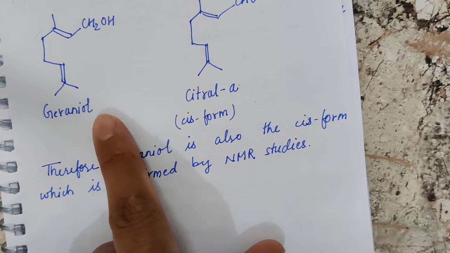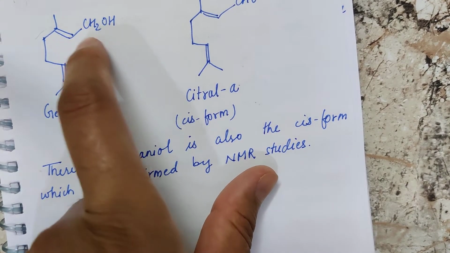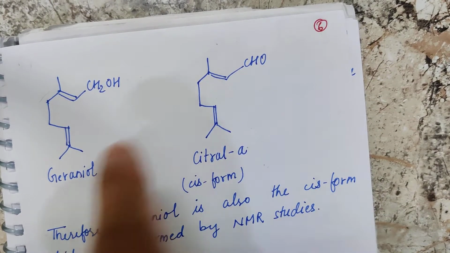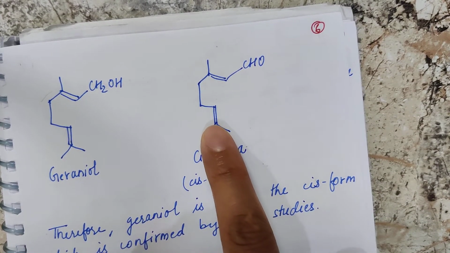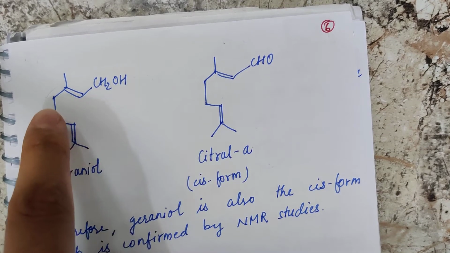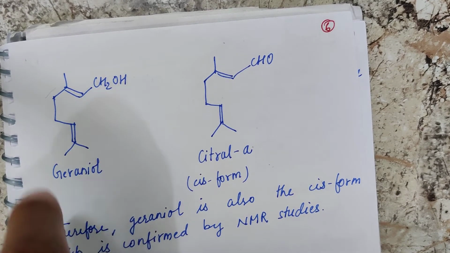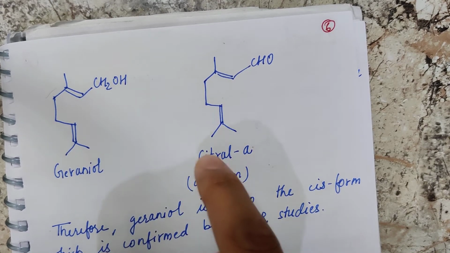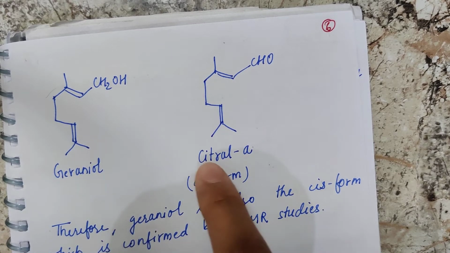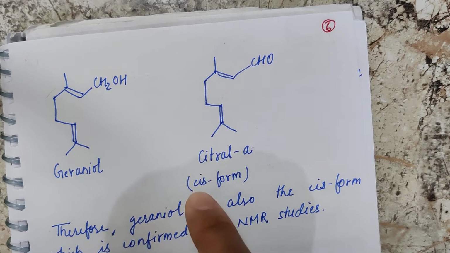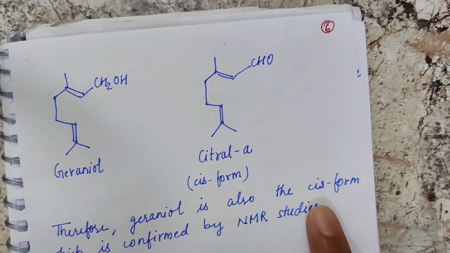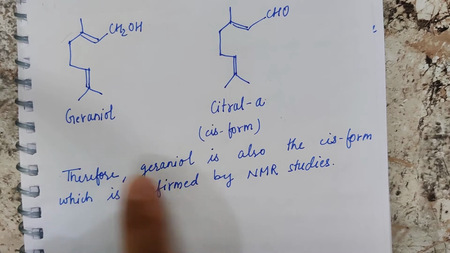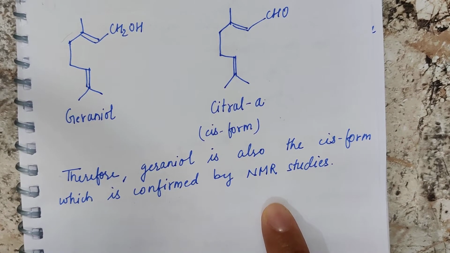So the only difference is this CH2OH is getting oxidized to your CHO group when you perform the oxidation reaction. Based on that, they provided this structure, and Geraniol is our cis form, not the trans. That was also assigned based on the fact that citral A is a cis form. And this was later confirmed by the NMR studies.